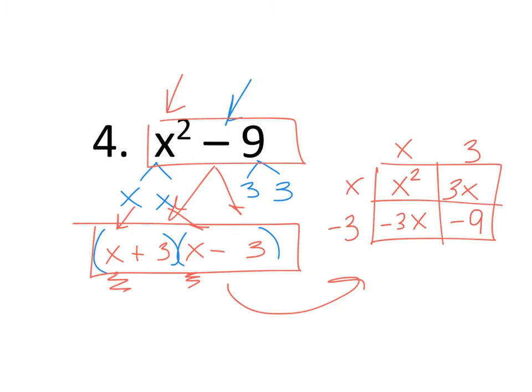And you can see here this gets you x squared, 3x, minus 3x, and negative 9. If you notice, these are the same terms but opposite signs, so they cancel. That's why it has to be a minus 9. It has to be subtraction for dots because otherwise this canceling will not happen. So if you have no subtraction, it's a no-go, it's not dots.